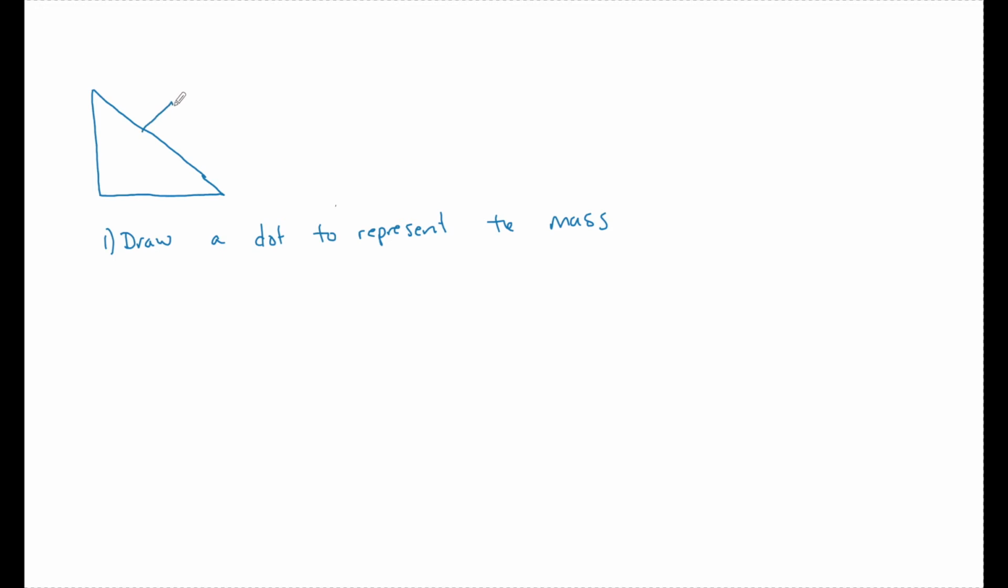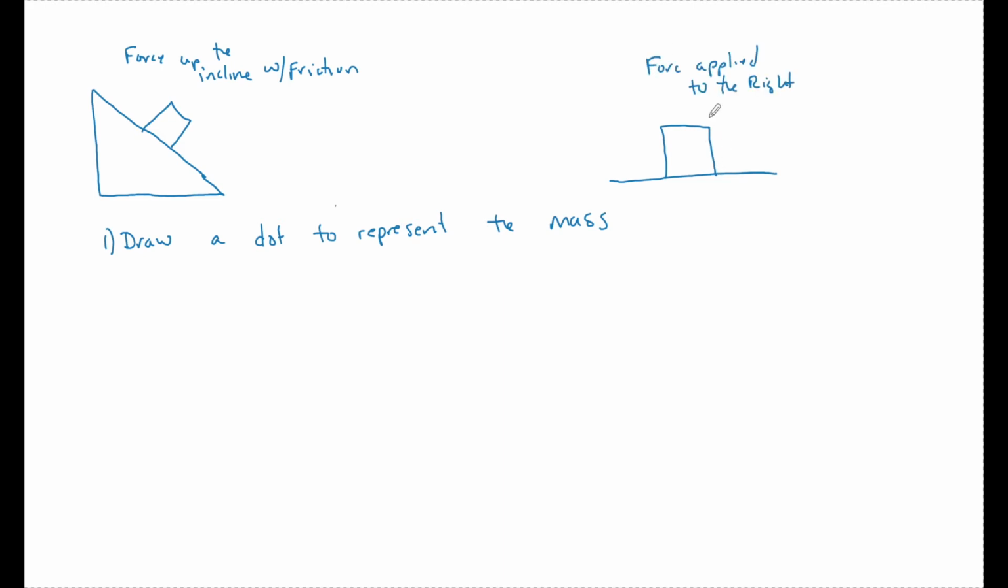So here's going to be a block on an inclined plane. And we'll say that there's an applied force up the incline. So I'll say there's a force up the incline. And there's also friction. Now the other one I want to do is a very basic one. We'll have a force applied to the right with no friction. So for the first step, I'm just going to draw a dot to represent the box on the incline. And this dot will represent this box over here.